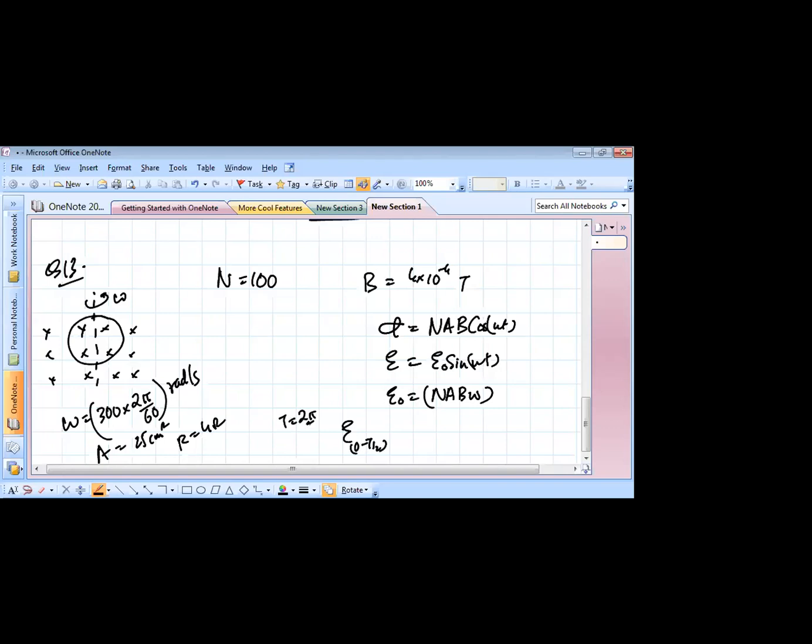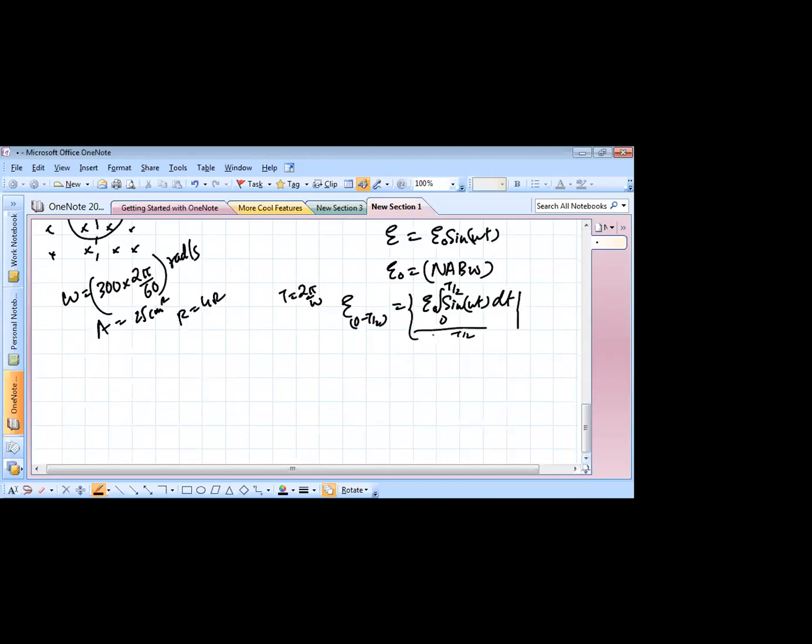Average EMF from 0 to T by 2, where capital T is 2 pi by omega, that will become how much? E naught sine omega t dt, integrate kar do from 0 to T by 2, and divide kar do by T by 2. Got it? Darman, this is clear how you do this? Yes, sir.